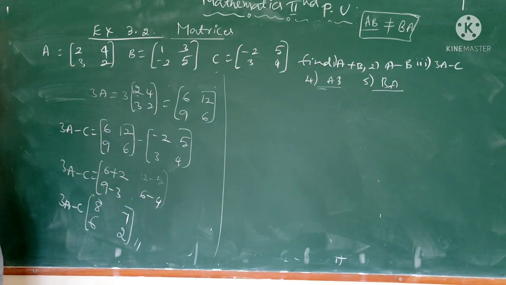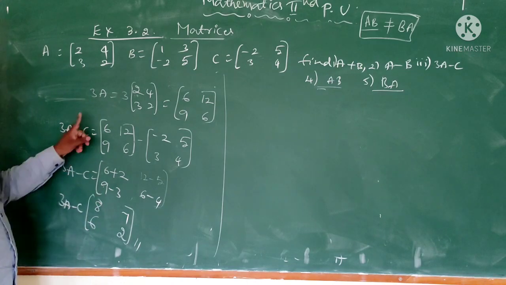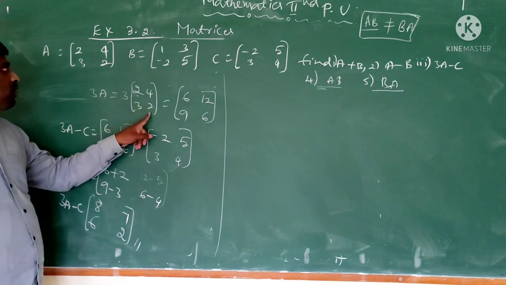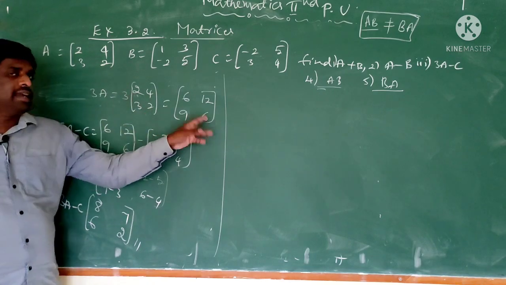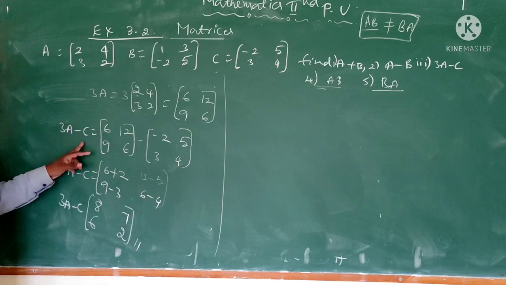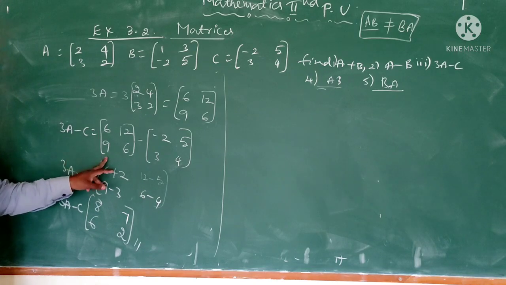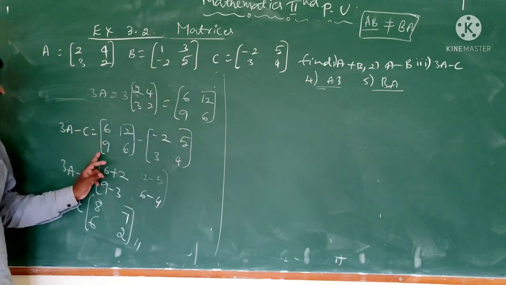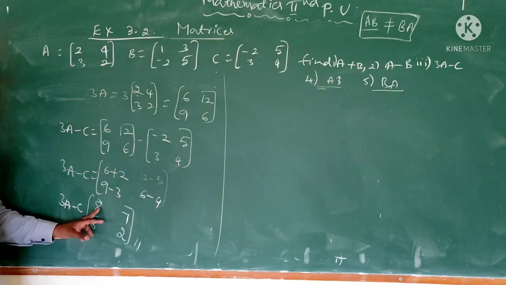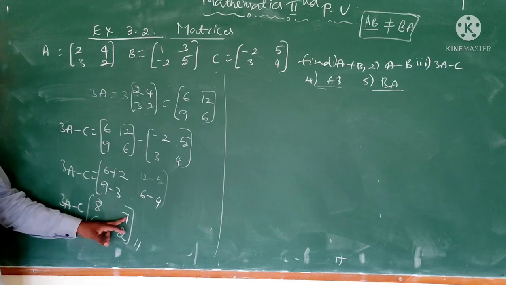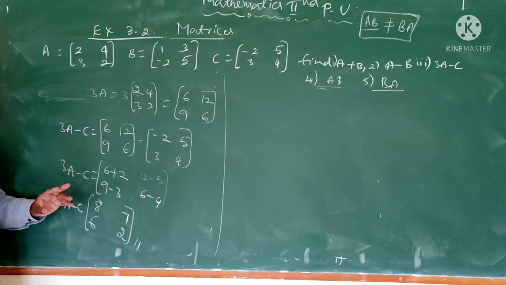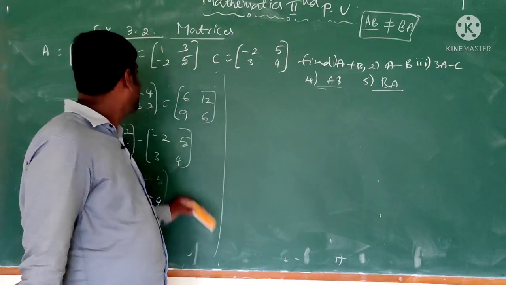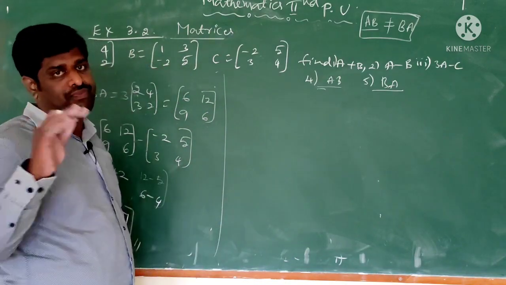Okay. I think all of it is clear. First, I want to find 3A. This is multiplication by a scalar. 3 into A matrix, you will get 3A. 3A minus C is equal to, this is 3A matrix, this is C matrix. So subtraction of these two matrices, you will get 8, 7, 6, 2. Now, I want to find AB. AB, same example only, I already did.